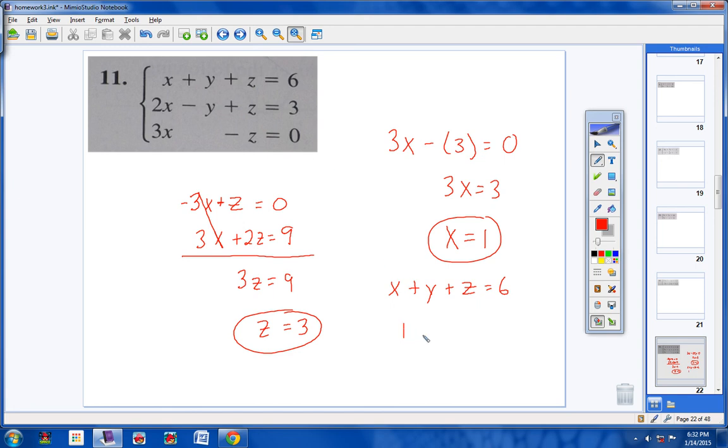For x, I'm going to put a 1. For y, I'm going to put y. For z, I'm going to put 3. Combine your like terms. 1 plus 3 is 4. So y plus 4 equals 6. Bring your 4 over, make it negative. Y equals 2. So there we go. The answer is 1, 2, 3. Alright. And let's continue on.